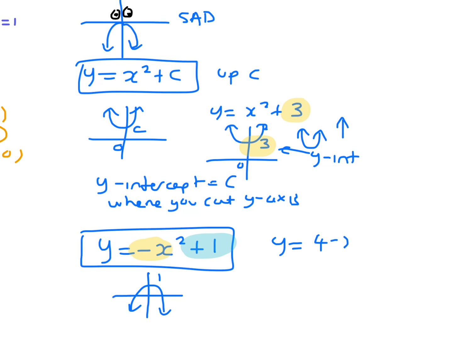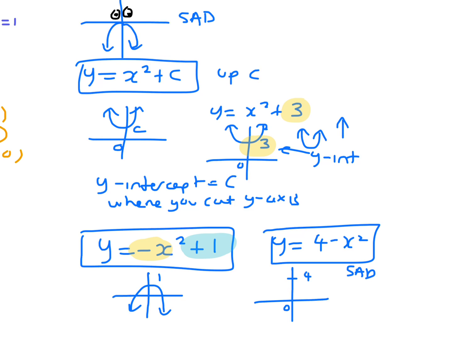Okay, and try again: 4 minus x squared. That's a negative, sad face, and it goes through 4. So you can see you've got the 4 here, the 4 there, that means it'll go through 4. And because it is a sad face, or a minus there, that's why it's going down.